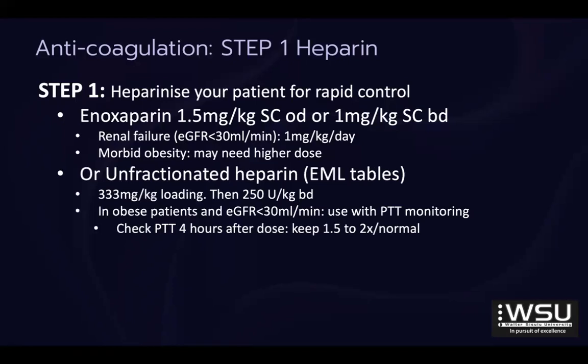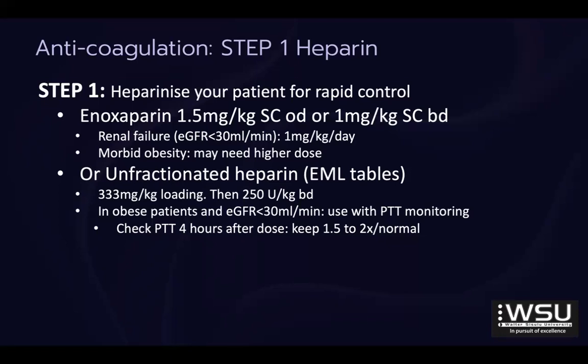The other option is the old-fashioned unfractionated heparin, and in the EML, there are some tables to make the dosing easier. So for example, there's a loading dose table, and you start with 333 units per kilogram, and then there's a twice-a-day dose at 250 units per kilogram, and the tables make it very easy to prescribe. Again, in obese patients or patients with GFRs under 30, you can actually use your PTT to monitor whether you have got enough heparin on board.